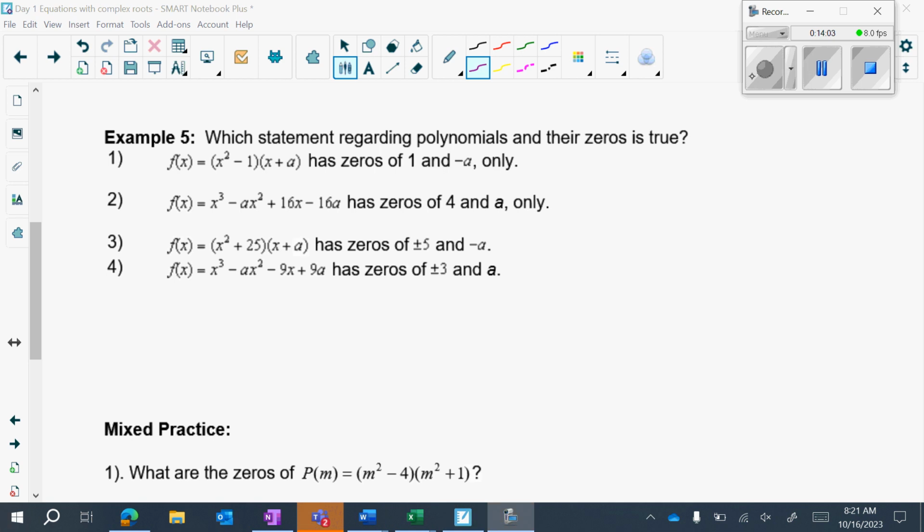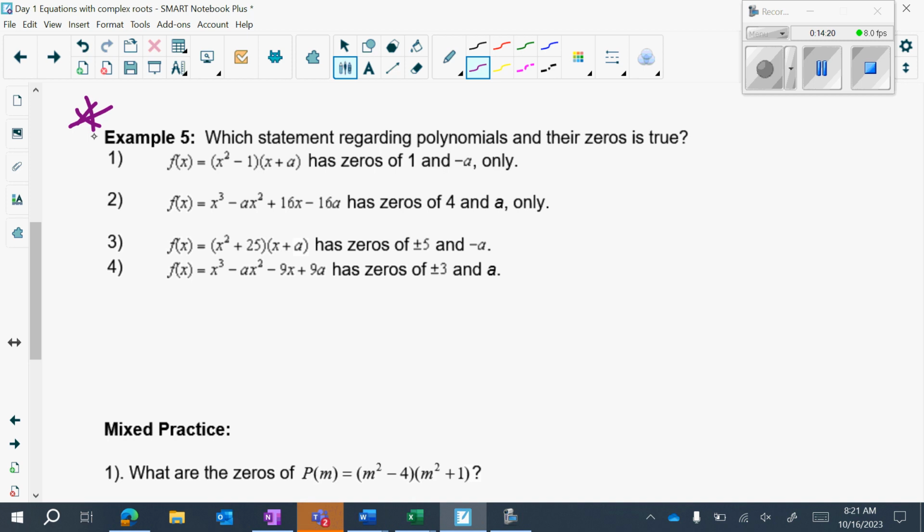guys are going to be on your own for the rest of the period to practice. It says example 5. This is actually a very recent Regents question, so let's start it because it does look a little harder, right? Which statement is true regarding a polynomial and its zeros? So take a look at each one of these. Some of them look kind of scary, right?